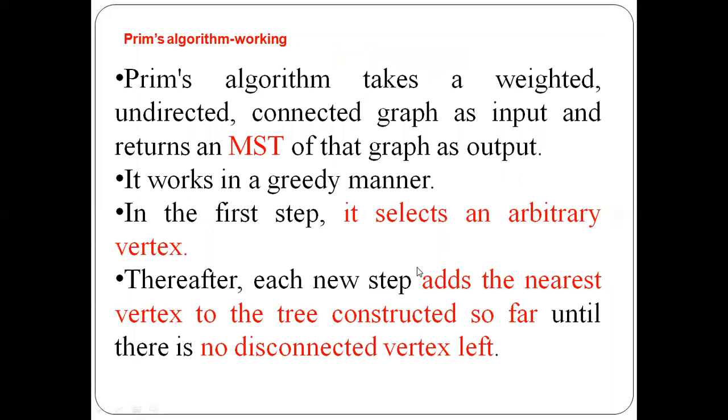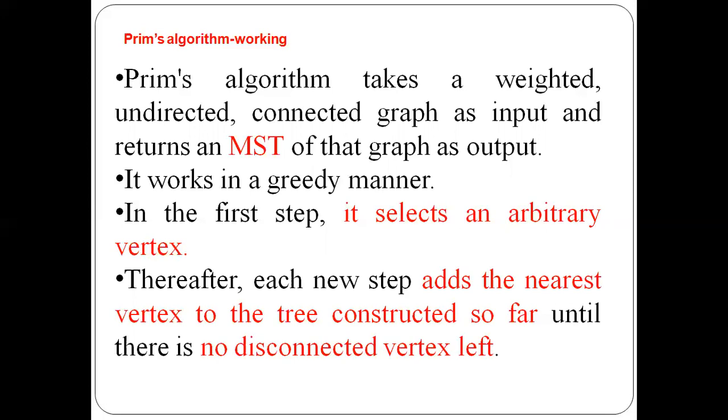Now we'll see the basics of Prim's algorithm. Prim's algorithm takes a weighted, undirected, connected graph as the input and it returns a minimum spanning tree as the output. So it is a tree. How does a tree differ from a graph? It should not have a cycle. So the minimum spanning tree is a tree. It works in a greedy manner.